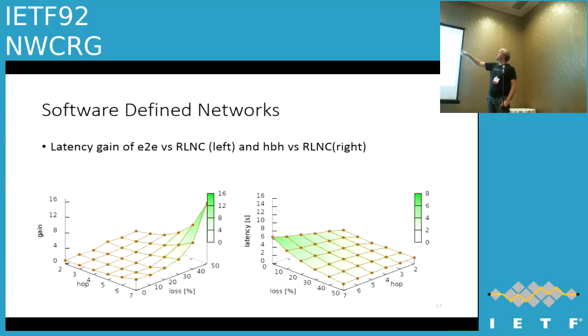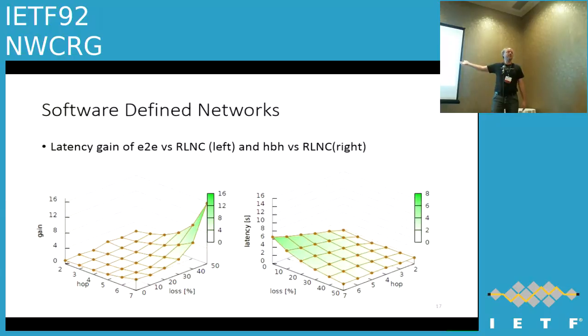What you see here are some measurements that we have done, which is the latency gain of end-to-end versus random network code and hop-by-hop versus random network code. And what you see there is a dramatic decrease of the latency by a factor of 6 or 16 even, depending on how many hops you have and how many losses you have, depending on whatever type of network you have, whether it's wireless or wired.